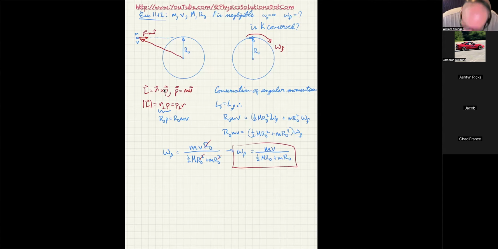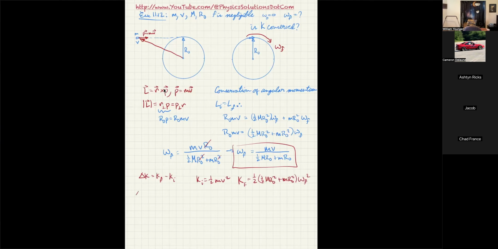But now we want to figure out basically what is the change in kinetic energy, specifically delta K, is equal to K final minus K initial. Well, K initial is 1/2 mv squared. K final, on the other hand, is 1/2 I omega final squared, and what we found for I is specifically 1/2 mr0 squared plus mr0 squared.